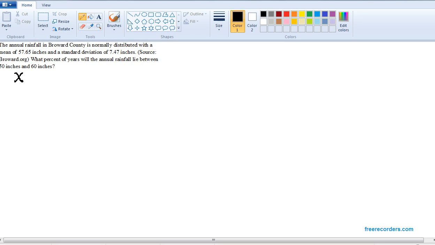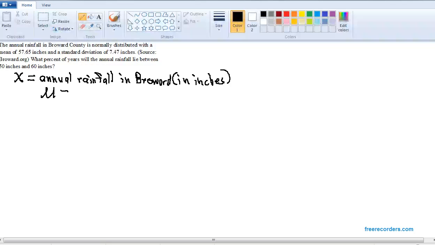So here, since the rainfall in Broward is normally distributed, I'm going to let X equal the rainfall in Broward, measured in inches, and that makes X a normal random variable. It gives me the mean is 57.65 and the standard deviation is 7.47.